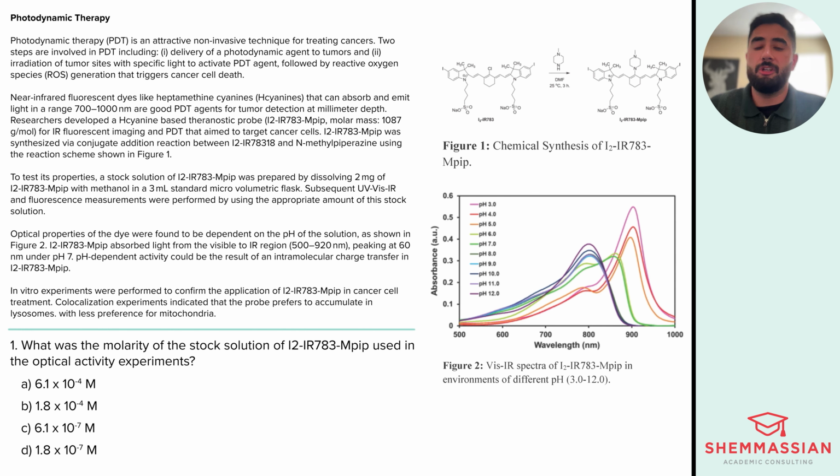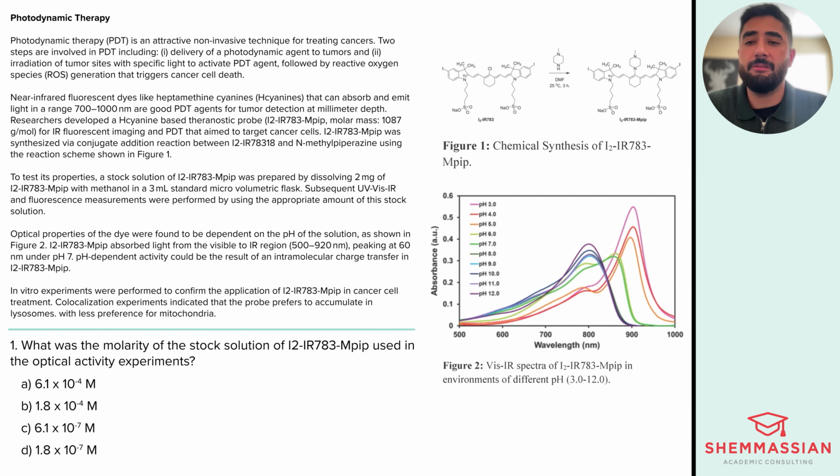And so knowing that, we would go over there and pick up what I'd call givens. In physics, we call them givens. It's any numbers that would be pertinent or important. When looking at our givens, we're told that we have a stock solution of MPIP, and we dissolved 2 milligrams of MPIP with methanol in a 3 milliliter standard volumetric flask.